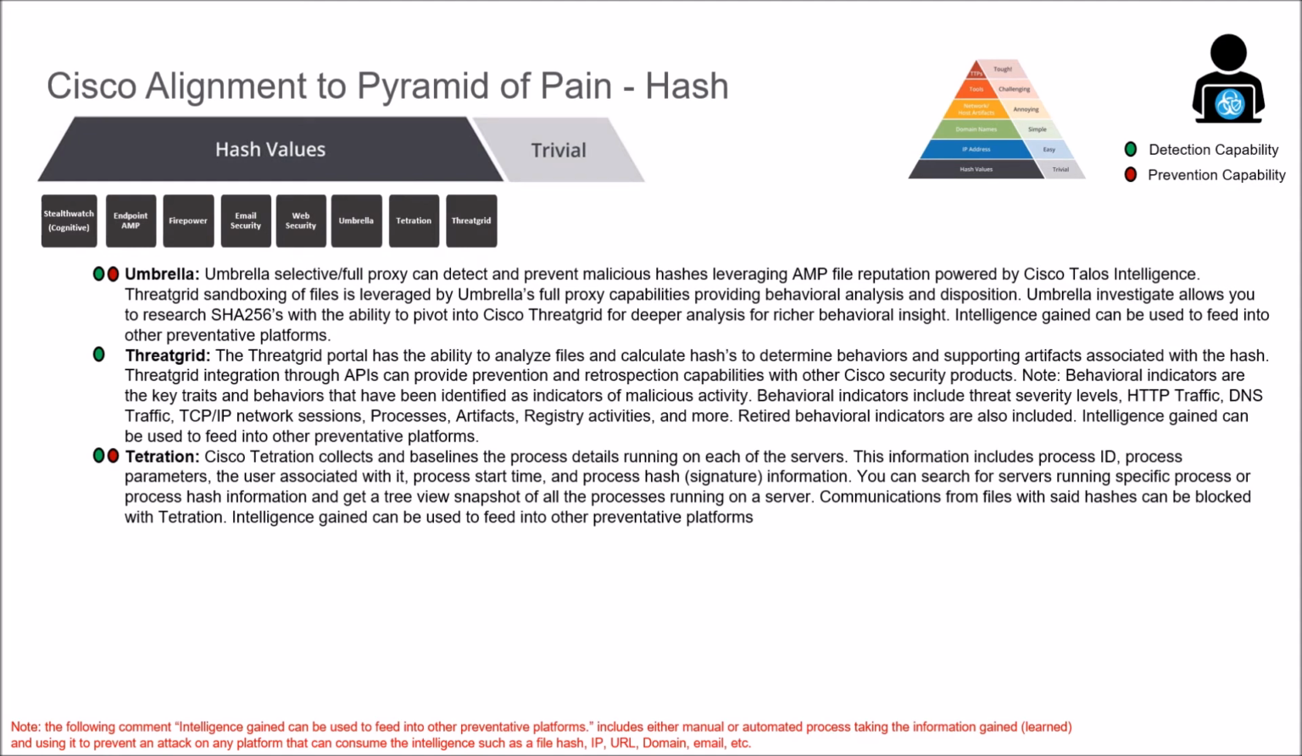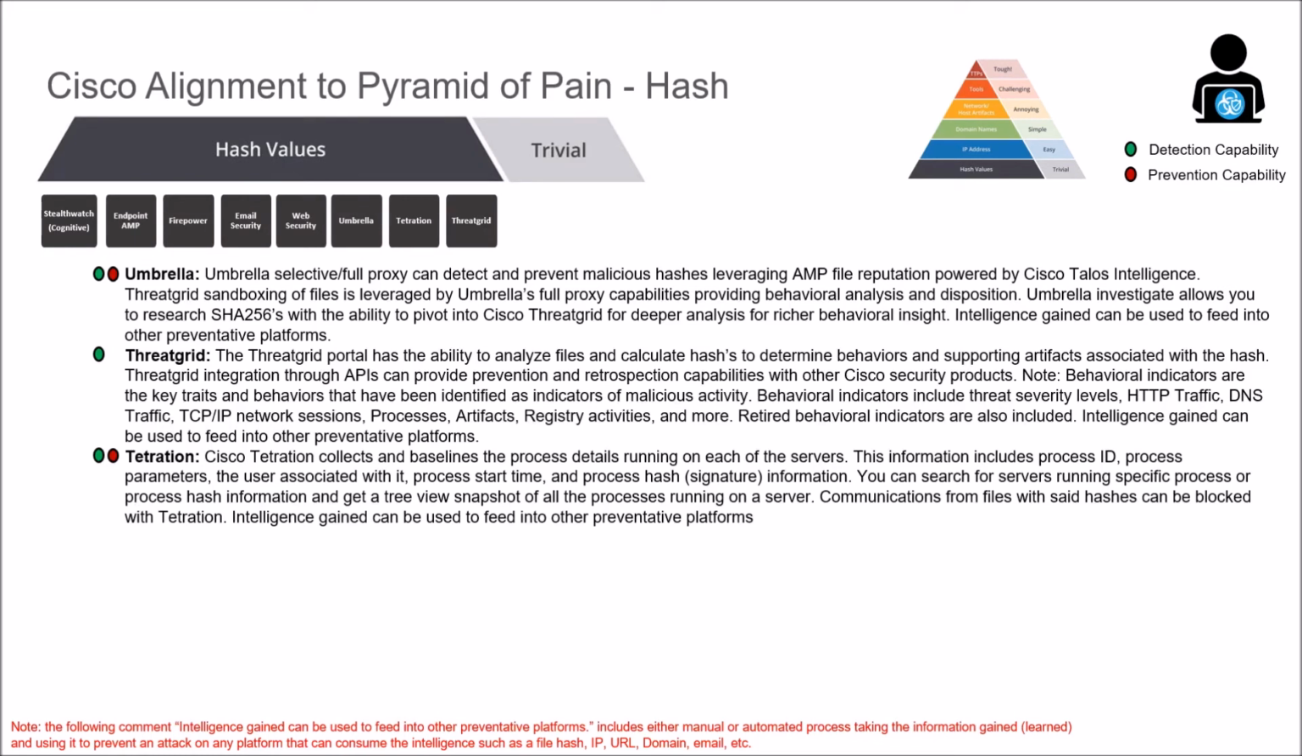So ThreatGrid has the ability to analyze files and calculate hashes to determine behaviors and supporting artifacts associated with that hash. ThreatGrid integration through APIs can provide prevention and retrospection capabilities with other security products. So retrospection is really going back in time and empowering the analysts with knowledge in regards to the compromise that may have happened before we knew it was bad, and therefore there's additional things that you might want to consider.